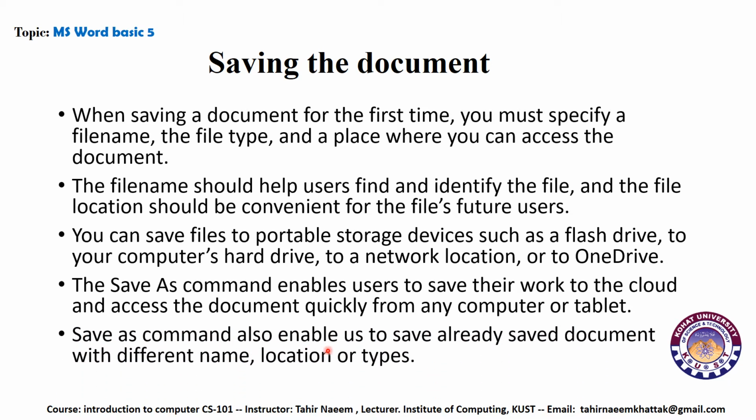The save as command also enables us to save an already saved document with a different name, location, or type. So basically, if we click on save, it automatically saves the document to its default location, while if we press save as, it enables us to save a document with a different name in the same place, or a different location, or with different extensions.